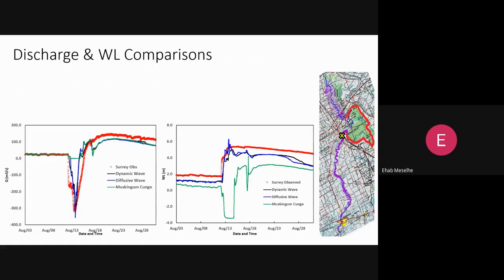When we looked at the results, here is a discharge hydrograph where for part of the time we go negative, which means the discharge is flowing north toward the storage area. Both the diffusive and the dynamic wave were able to capture that dynamic. The Muskingum-Cunge stops at zero, so it is unable to capture a reverse flow. It is also unable to capture a good water level hydrograph. These are examples that show where we need to upgrade Muskingum-Cunge to something else, either diffusive or dynamic.